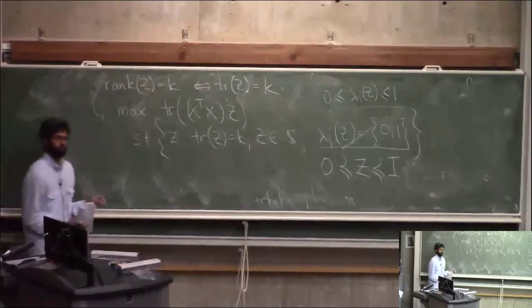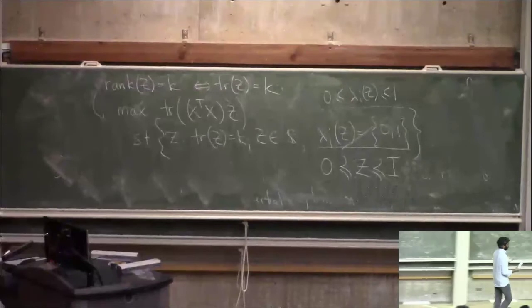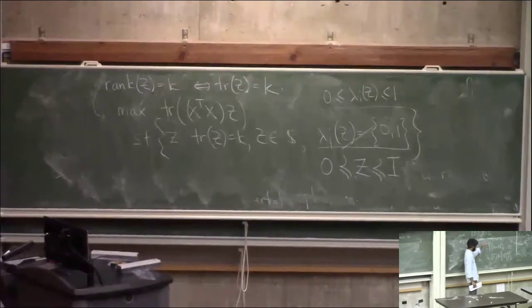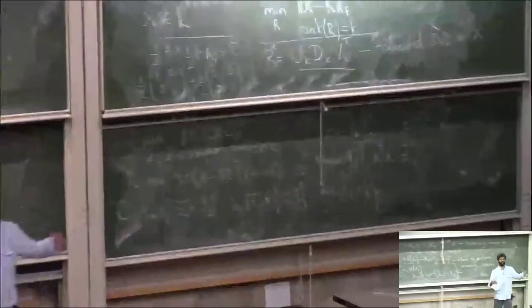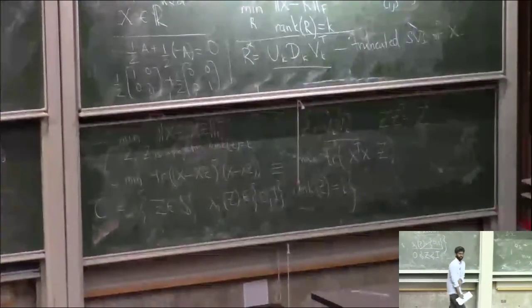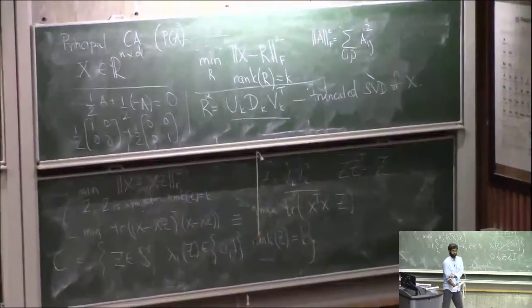Yeah? Constraints on the eigenvalues of Z? So I'm just defining for you what a projection matrix is. A projection matrix is an idempotent matrix, but that means that every eigenvalue of it has to be either 0 or 1. That's the definition of what it means to be a projection. It's an orthonormal matrix. Any other questions? Yeah.